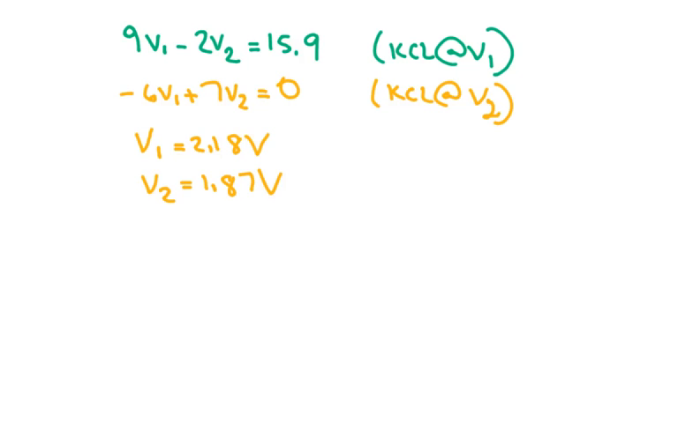And that means Ix is going to be (V1 minus V2) over 3. Remember, since it's 2I. And that gives me 0.1 amps. Okay.